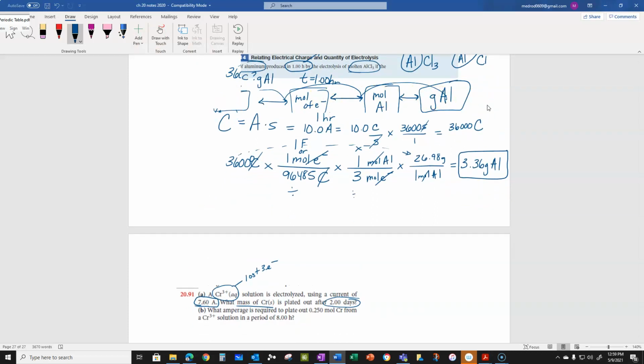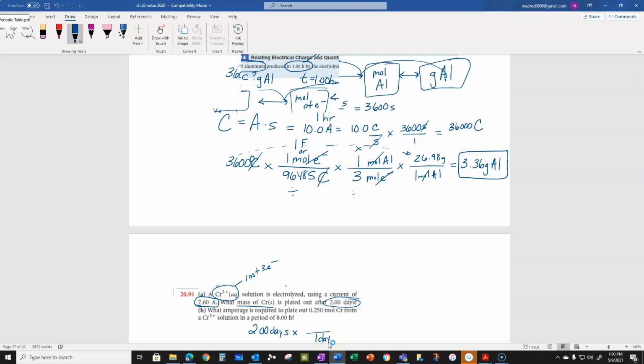So I want to tackle these days because I can't use days. I got to get to seconds. All right, so what do we know? In 1 day, there is 24 hours. And in 1 hour, we have 3,600 seconds. Okay, so by days and hours, I'm going to get 2 times 24 and then times 3,600. And I'm going to get a big number. And with sig figs 2, we'll go 170,000 seconds. Okay, that's a lot of seconds.